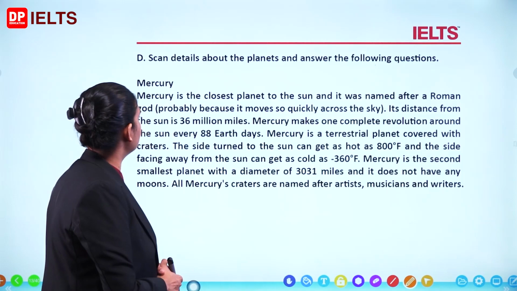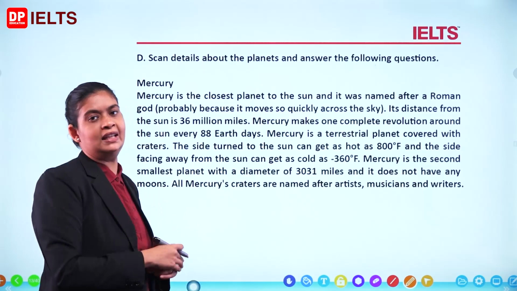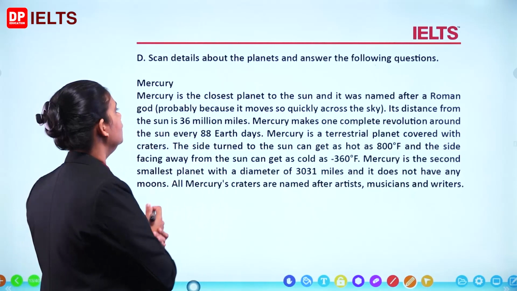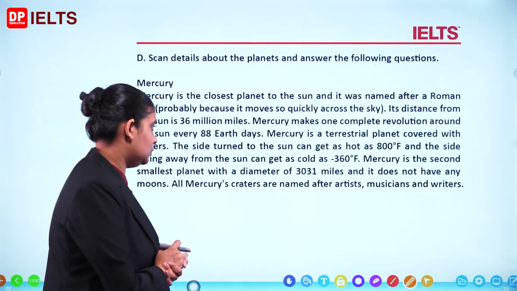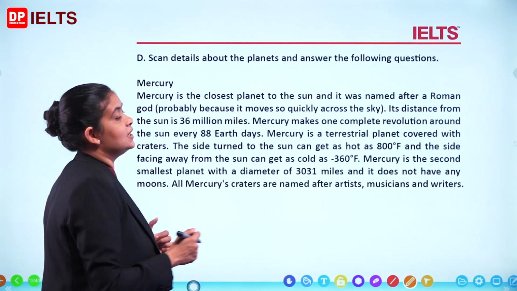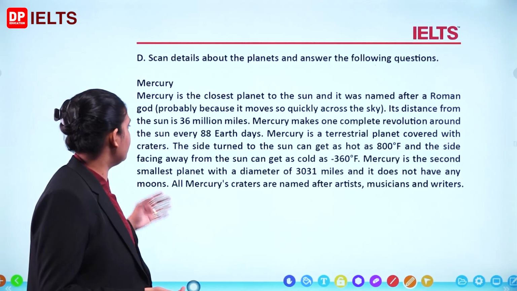Its distance from the sun is 36 million miles. Mercury makes one complete revolution around the sun every 88 earth days. Mercury is a terrestrial planet covered with craters. Now we need to see what terrestrial means and what craters means. Terrestrial means earthly, right? And it's covered with craters.